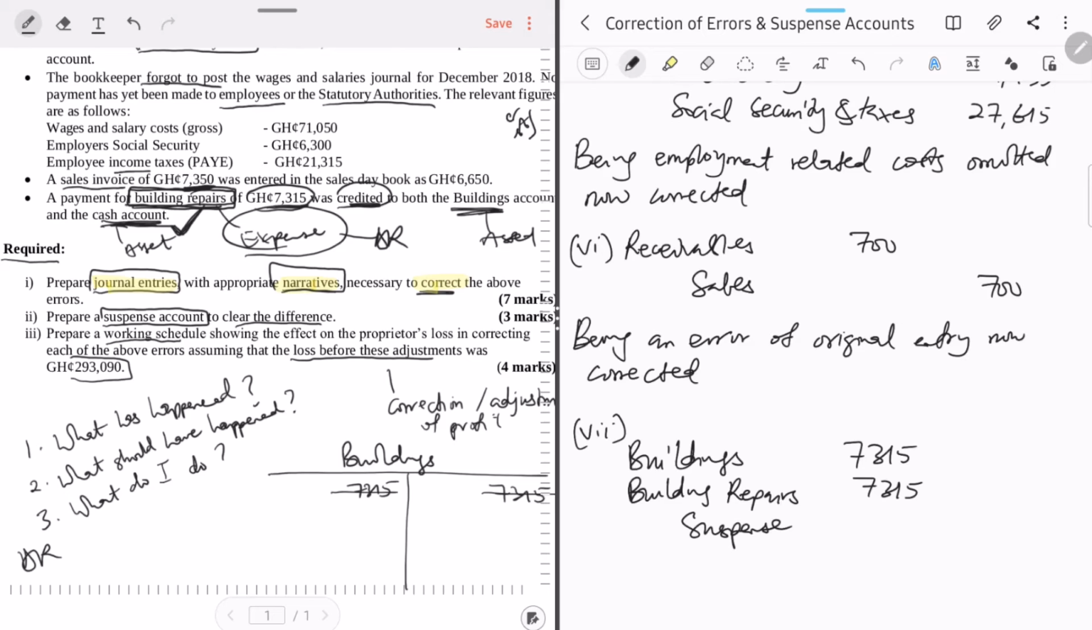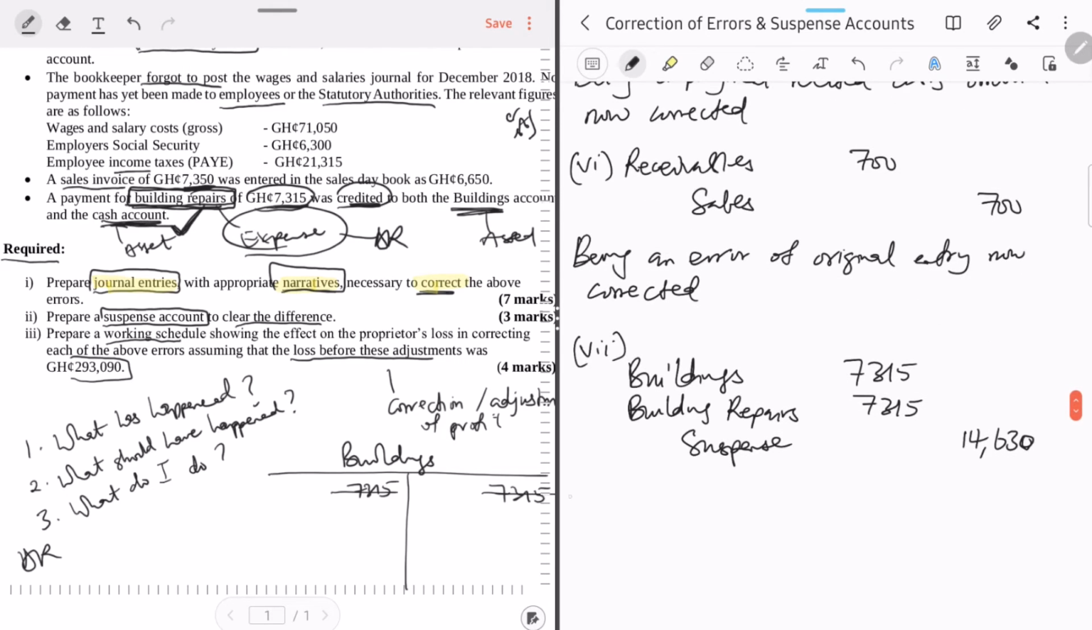So 14,630 goes to my suspense account. And here we can say, being, and let me just worry you a little bit, being an error of principle now corrected. It's called an error of principle because I took an expense and posted it in an asset account. Anytime you do something similar, it's called an error of principle. You flouted accounting principle. Like I said, don't bother with the names too much. I will be doing a number of correction of errors questions.